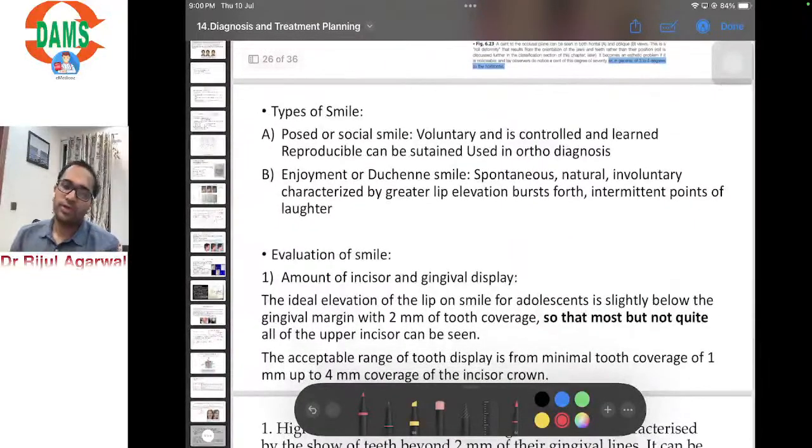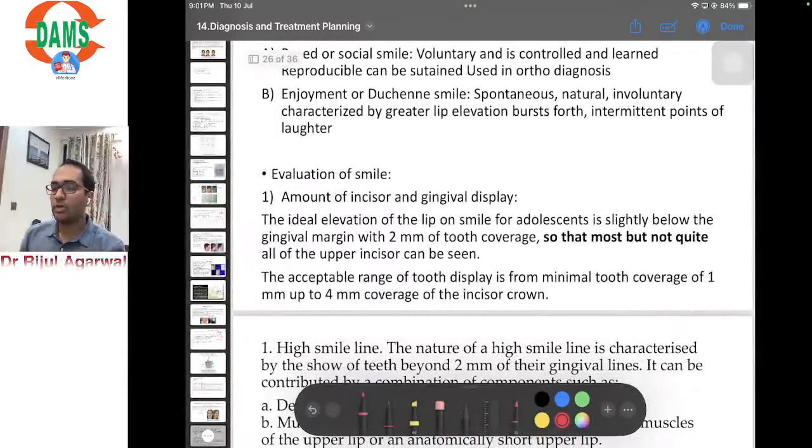For an orthodontist there are two types of smile. The forced or social smile is a voluntary smile. If we ask a patient to smile widely, that is a forced smile. It can be reproduced and can be used in orthodontic diagnosis. The enjoyment or Duchenne smile is spontaneous laughter which comes on hearing a joke. It is non-reproducible and is not used for diagnosis. So for evaluation of smile, on a forced or social smile you evaluate the amount of incisor and gingival display.